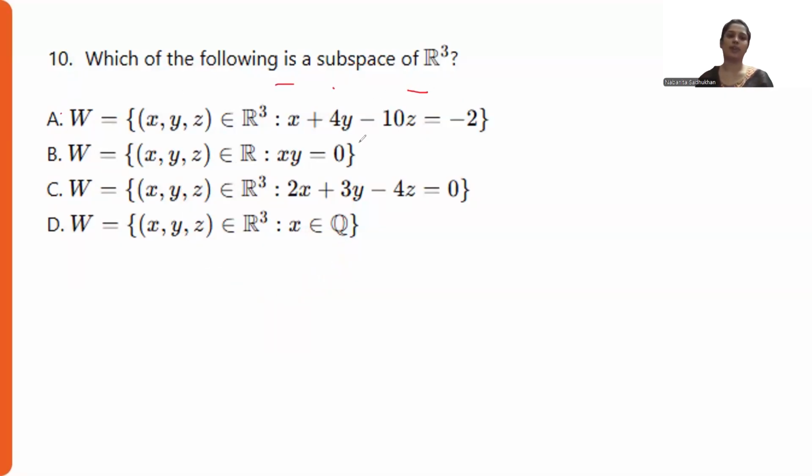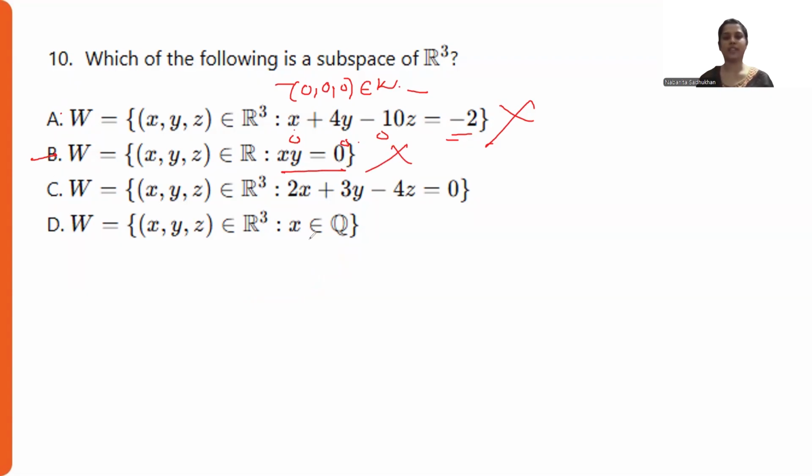Now suppose we have to find which of these is a subspace of R cube. If you look into option 1, you can simply see that (0, 0, 0) does not belong to W for option 1. Why? Because if we put 0, 0, 0, we are not getting minus 2 on the right-hand side. So this is not a subspace. For option B, the linearity property is not satisfied here. So from there also we can say that it is not a subspace.